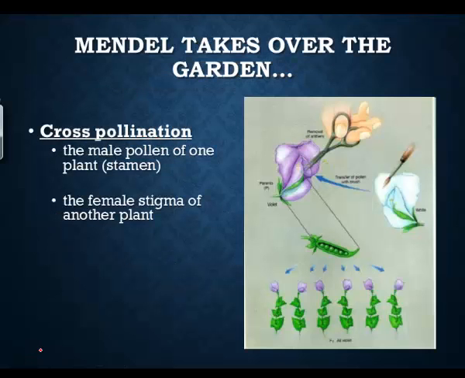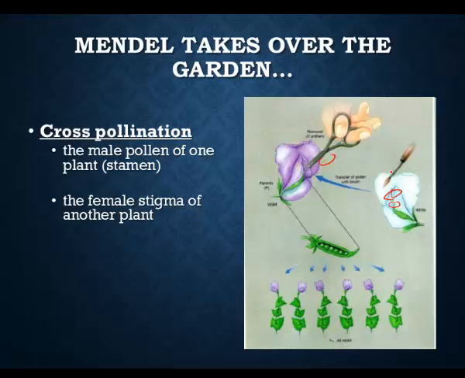So cross-pollinating is another way that plants will reproduce, and most plants actually prefer this because they get to mix up their genetic information, and really in nature, variation is the key to survival. So cross-pollination is when the male pollen of a plant from the stamen, these little yellow things, goes to the stigma, that little green tip on the female plant.